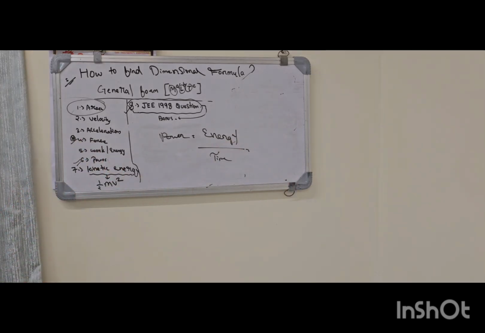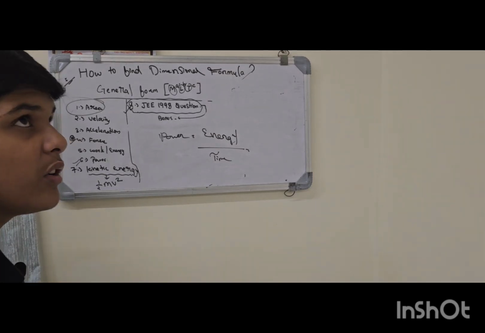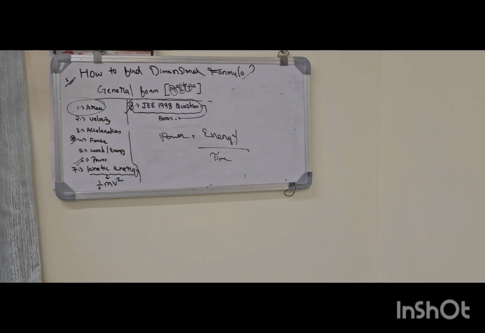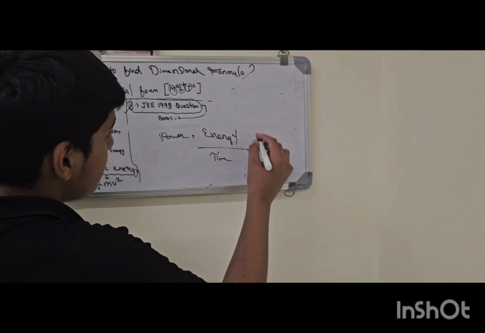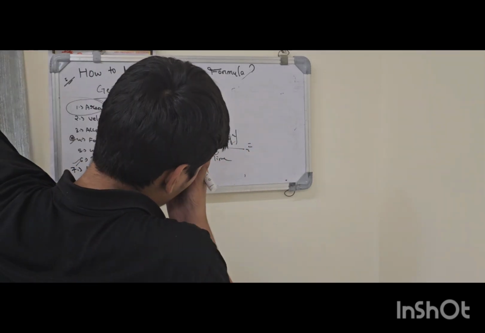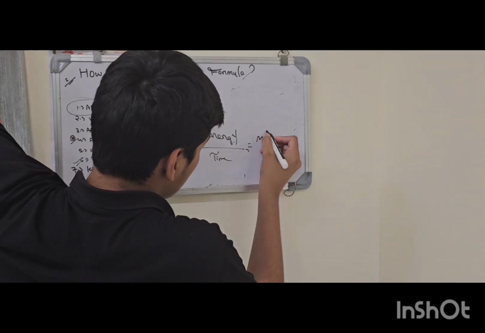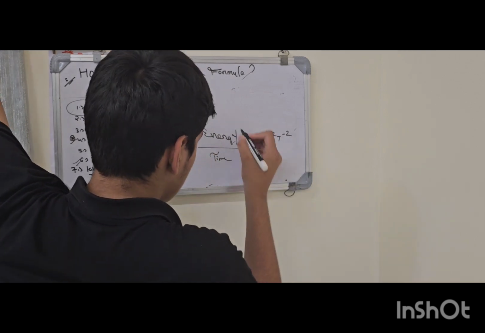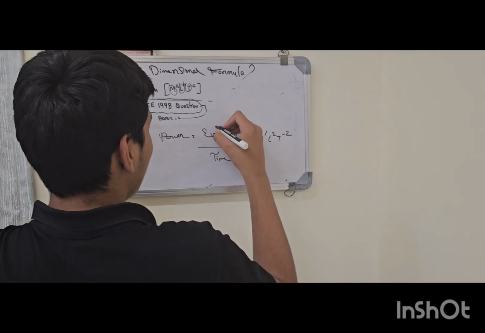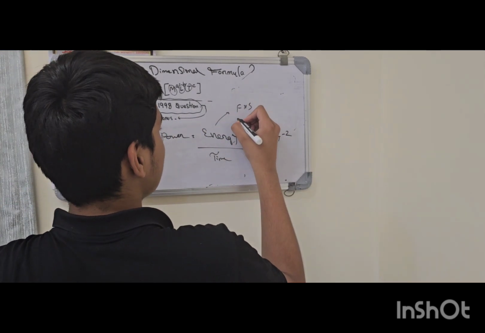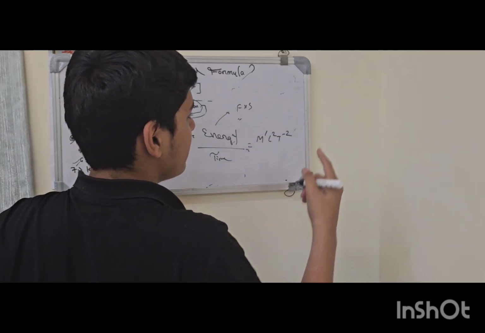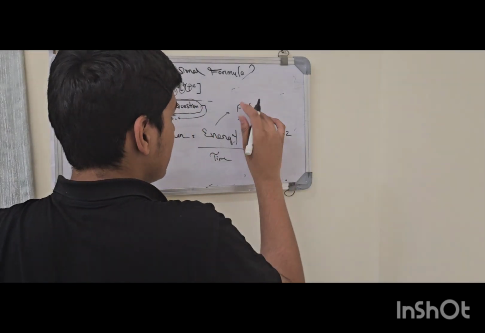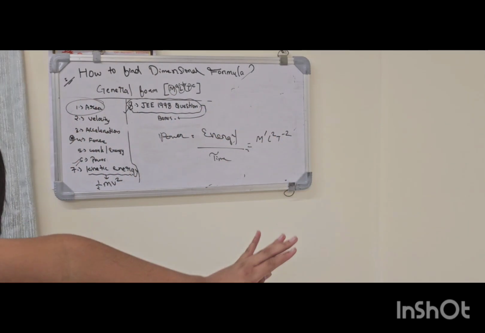Energy was what again? Energy equal to force multiply displacement. So this will be how much? Energy equal to M1 L2 T minus 2, something like that. Let me do again. Energy is equal to force multiplied by displacement. Force is M1 L1 T minus 2, displacement L1. So this is L2. Correct. Okay, nothing wrong.